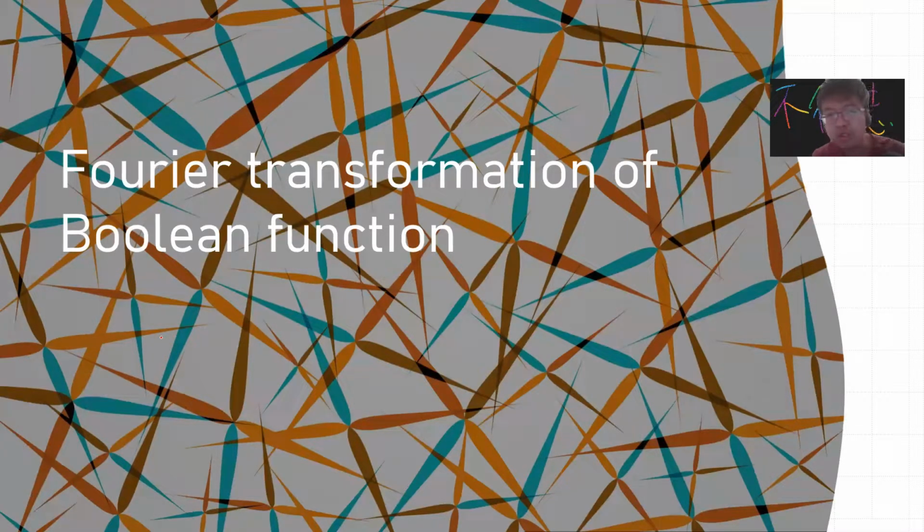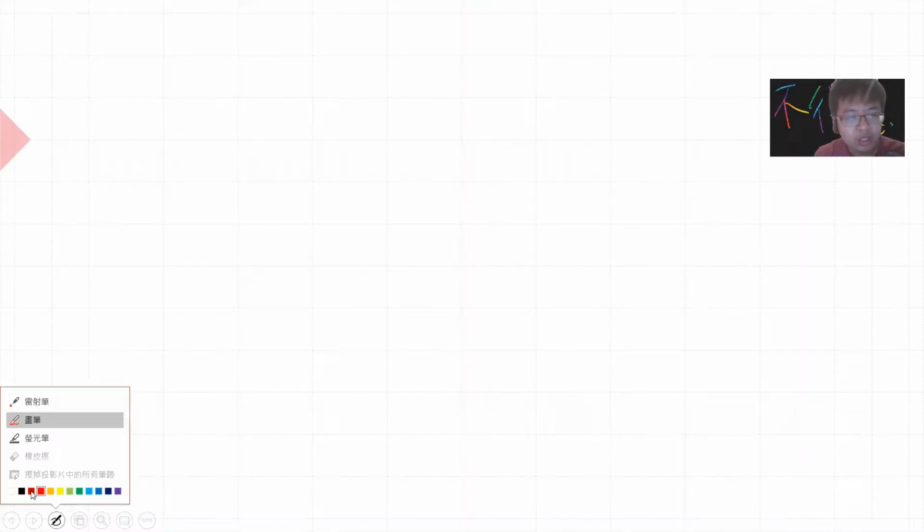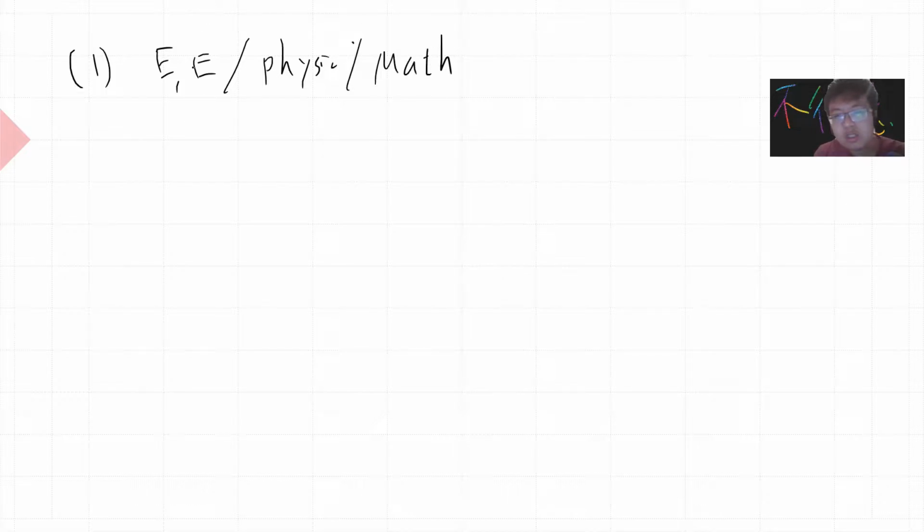So today I will introduce the basic notation and the basic idea of the Fourier transformation of Boolean function. Okay, it depends on what kind of Fourier transformation your background is. If you're from engineering or physics, or you learned some real analysis, then your usual Fourier transformation is continuous.